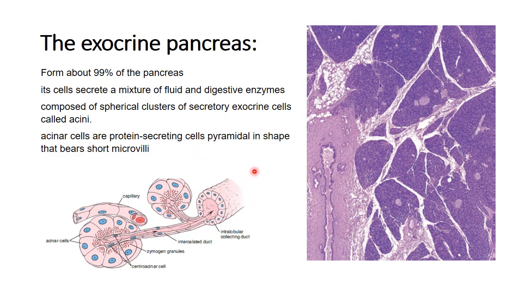The majority of the pancreas is an exocrine part that forms about 99% of the pancreas. The cells of this exocrine pancreas secrete a mixture of fluid and digestive enzymes, and collectively they are known as pancreatic juice, such as proteases, amylases, lipases, nucleases, different digestive enzymes. The proteases are secreted in inactive form, such as trypsinogen, chymotrypsinogen, and others.